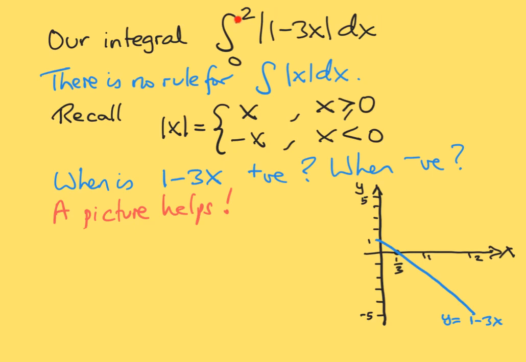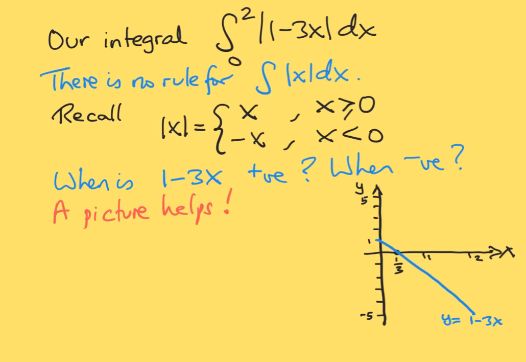So to calculate this integral, we really have to face the question: when is 1 minus 3x positive and when is 1 minus 3x negative? And I think a picture helps us very much in such questions. So here I'm drawing the line y is 1 minus 3x. It's a line with slope minus 3 and it crosses the y-axis at 1. And it crosses the x-axis at 1/3 because then that would vanish. So this is drawn roughly to scale.